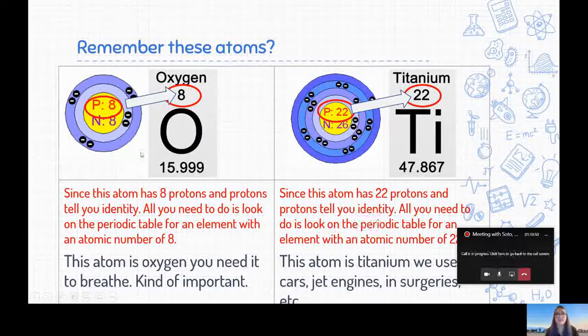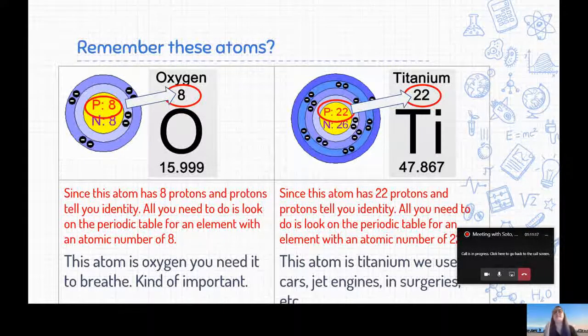Oxygen is something kind of important because you need it to breathe. And titanium is something we use all the time. We use it in cars and jet engines and surgeries. It's one of the materials that we make the tools for surgeries out of because it's very durable. So we're able to tell a lot about that atom just based on the number of protons.